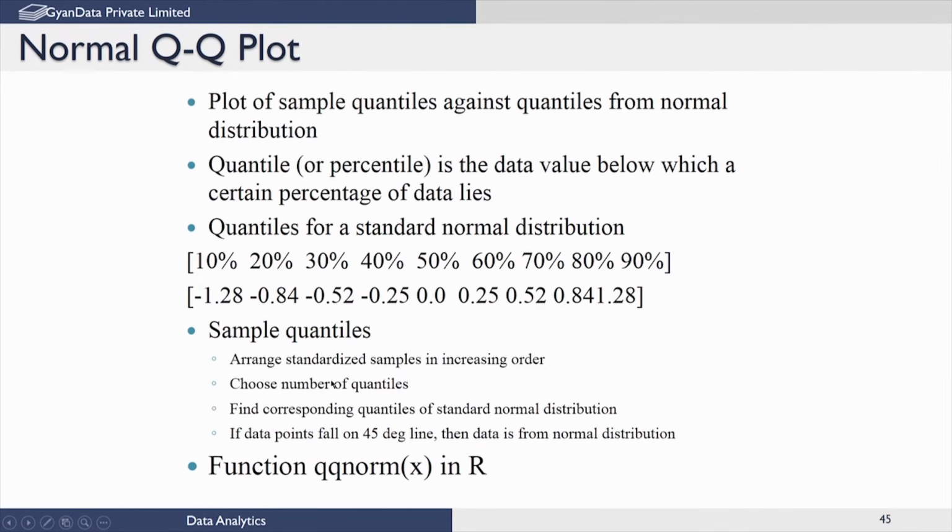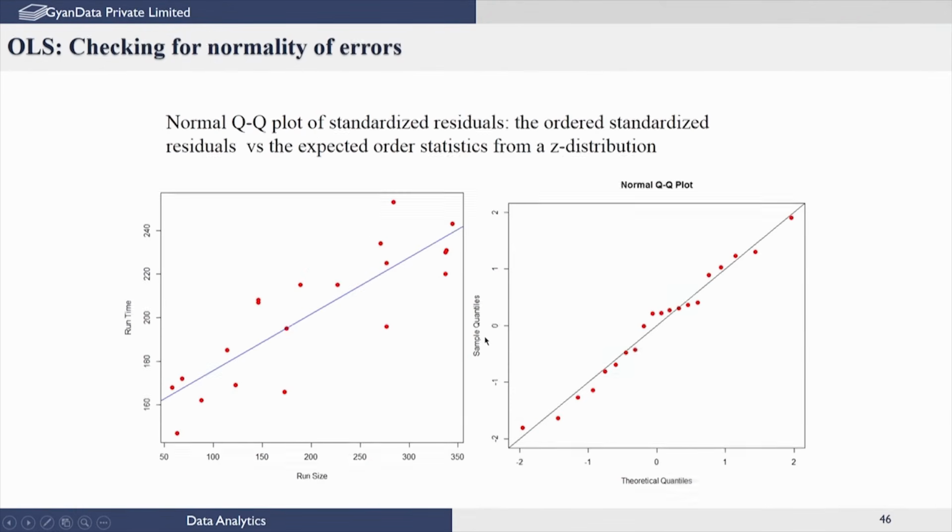So, we have seen this before, I have only recapped this, and we can use what is called the qqnorm function in R to actually do it. If you give the data set X and ask it to do a probability plot, qqnorm will do this for you directly in R.